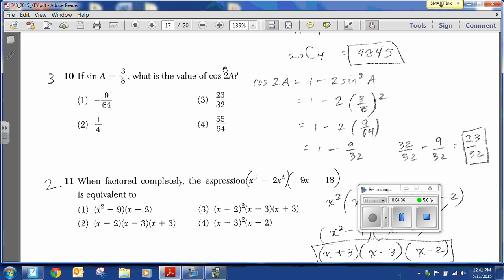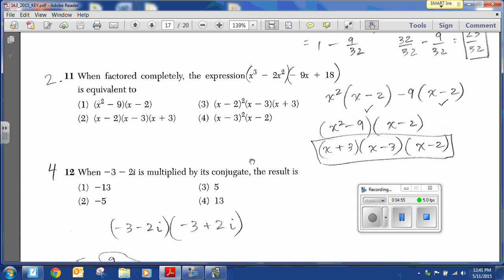Number 10. Now this is a double angle, so we look on the reference sheet and you replace sine A with 3/8, and the rest is pretty simple fraction math. You can also type this whole thing into your calculator and you end up with 23/32.